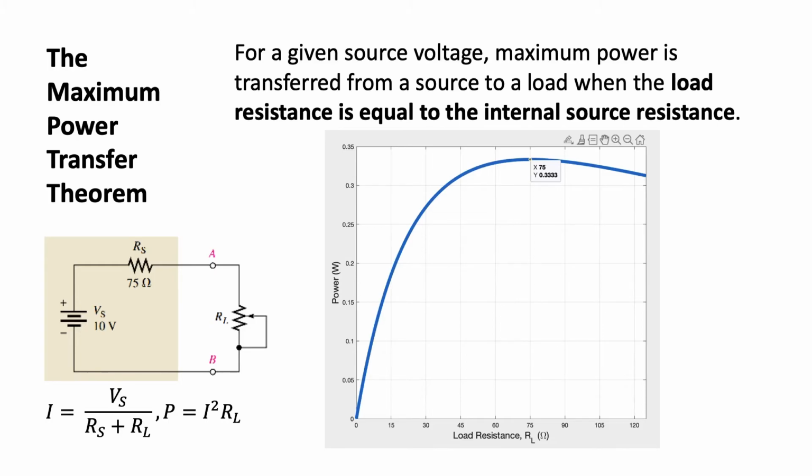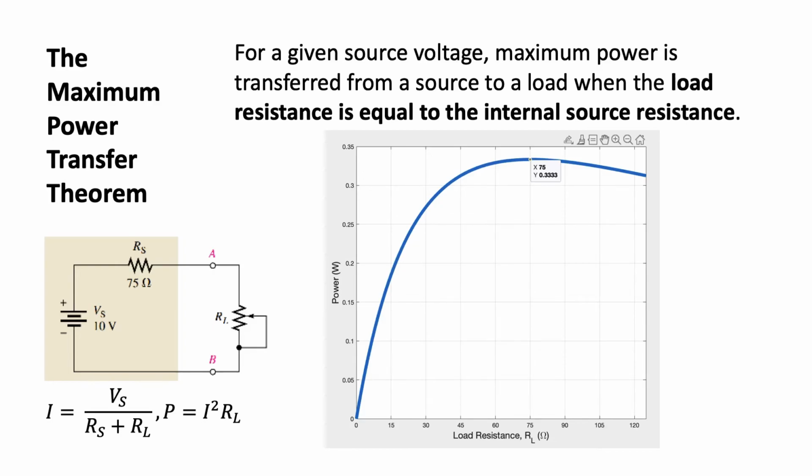This is best illustrated with an example. Consider the circuit shown with a source voltage of 10 volts and an internal resistance of 75 ohms. Everything within the shaded region is part of the power supply. The power supply provides power to the load. We can vary the load by as much as we want. In this case, from 0 ohms to 125 ohms.